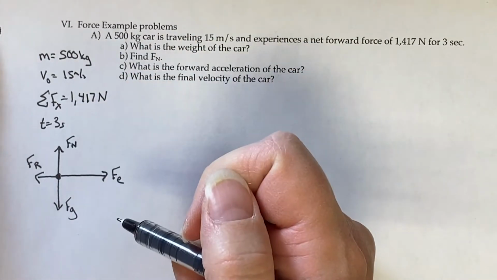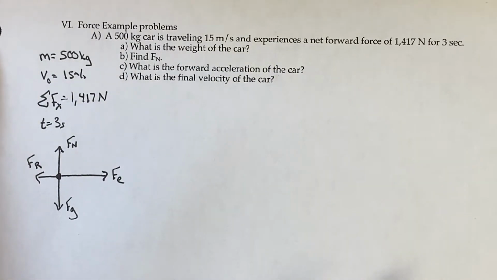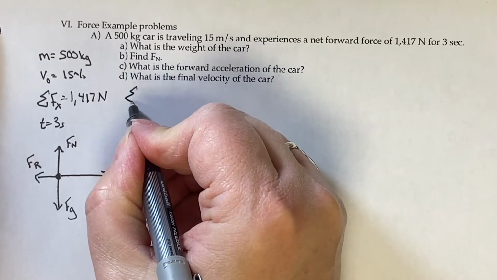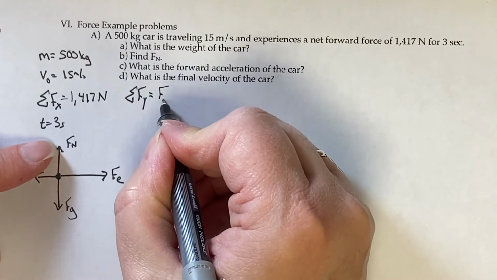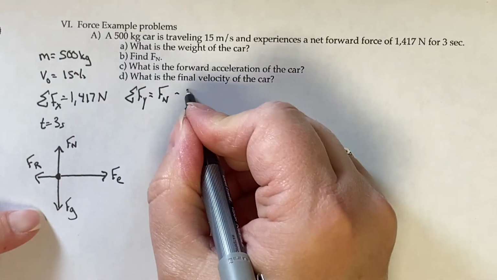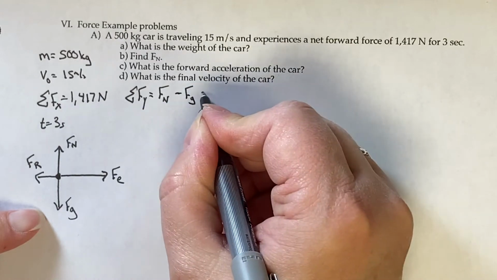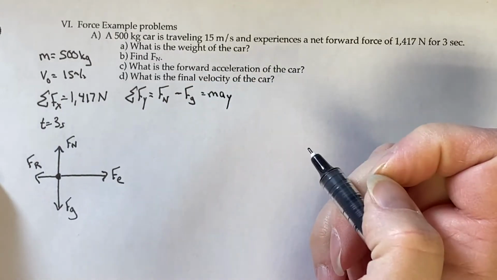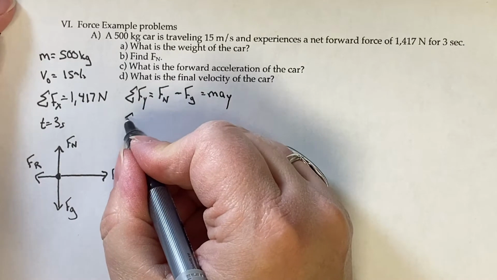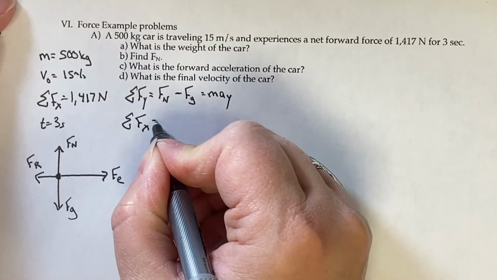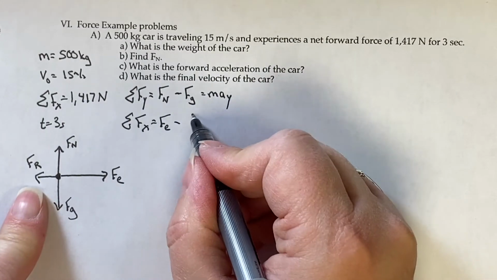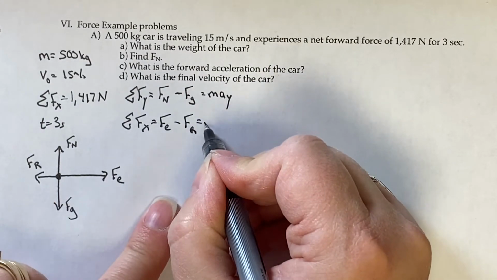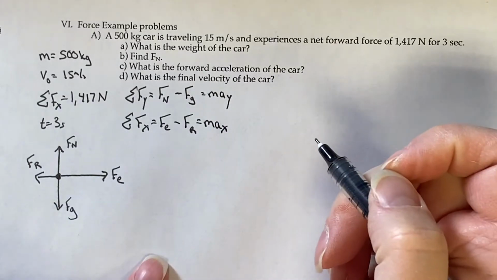Here's my normal force. I then also want to go ahead and write my Newton's second law equations for this free body diagram. So the net force vertically in the y direction would be all of the forces up, I see the normal force in my free body diagram, minus all the forces down, force of gravity, and that's equal to the mass times the acceleration vertically in the y direction. And then the net force in the x direction is equal to everything forward, that's the engine force, minus everything backward, the resistance force, and that's equal to the mass times the acceleration in the x.